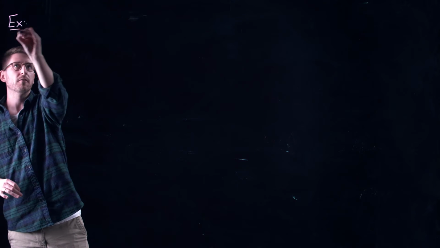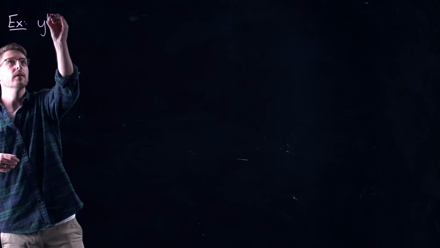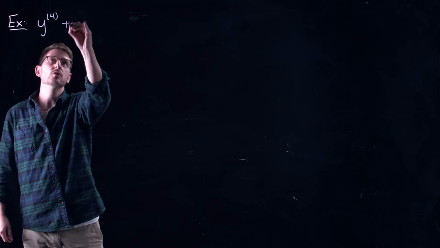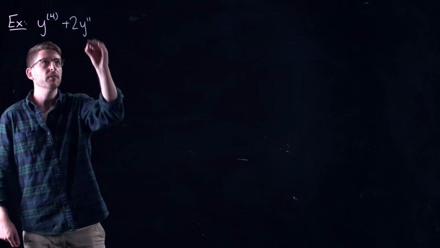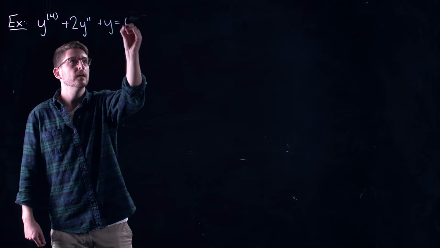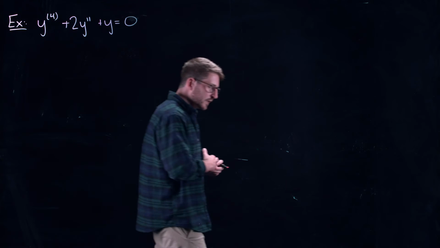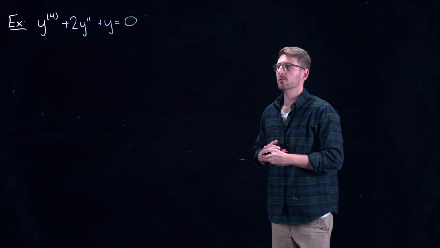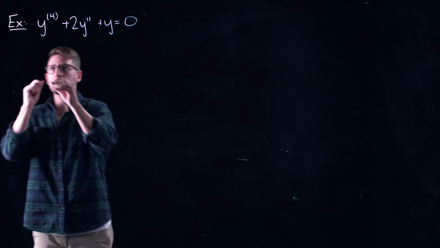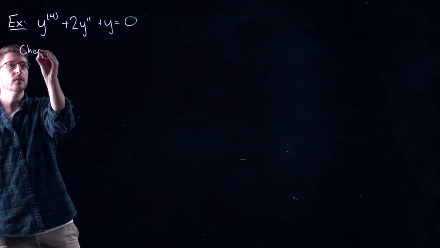Okay, let's take a look at another example. So this is going to be a fun one. I can feel it. Let's see. Fourth derivative plus 2 times the second derivative and then plus the function itself is equal to 0. We're going to drop the initial conditions because we're really just going to work through what the solutions to these look like. Well, let's take a look at this. Characteristic equation.